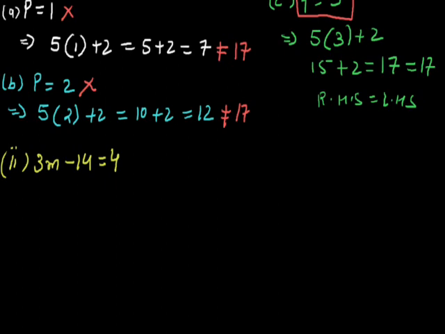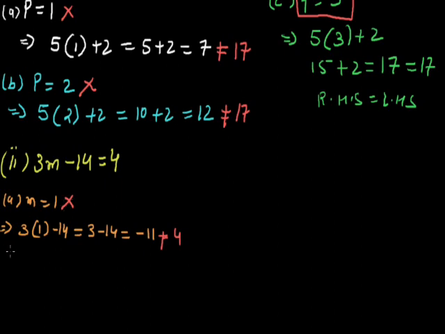First, we will start with m is equal to 1. Now if you put m is equal to 1, we will have 3 into 1 minus 14, which will give you 3 minus 14, and the answer will be minus 11. Now you can see that it is not equal to the right hand side of the equation, that is 4. So m is equal to 1 will not be the solution of this equation.